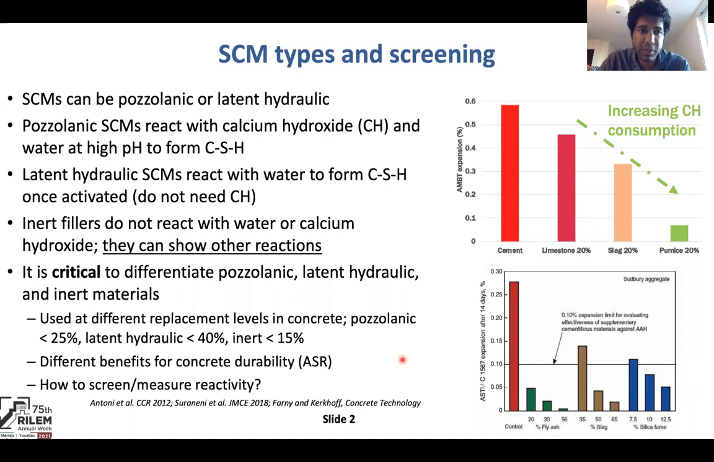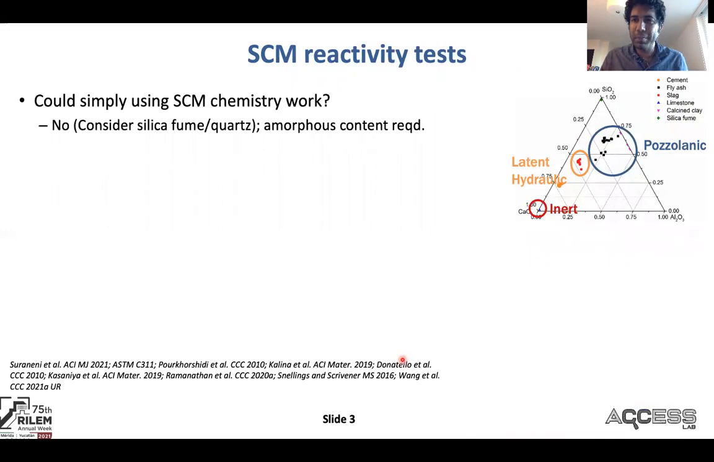So again, how do we screen or measure the reactivity? Very simply, could just using the bulk SEM chemistry work? You see here that there is some clustering of latent hydraulic, inert, and pozzolanic materials. Is that good enough? The answer is absolutely not. The bulk chemistry does not work. It's a terrible idea to use the bulk chemistry. Consider silica fume versus quartz. They're both 95% plus SiO2. One is reactive, the other is not.